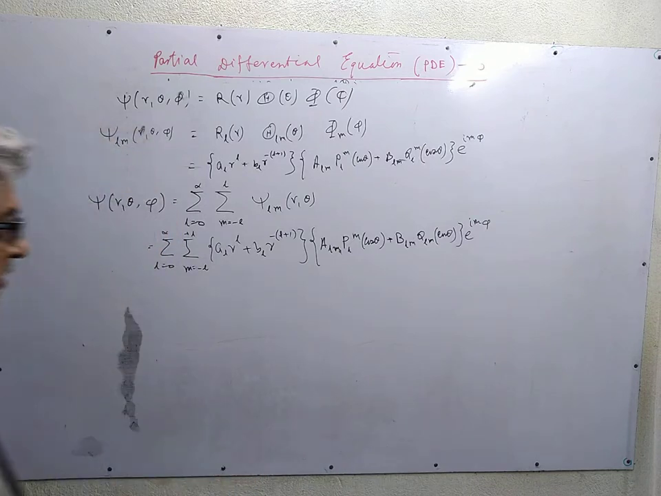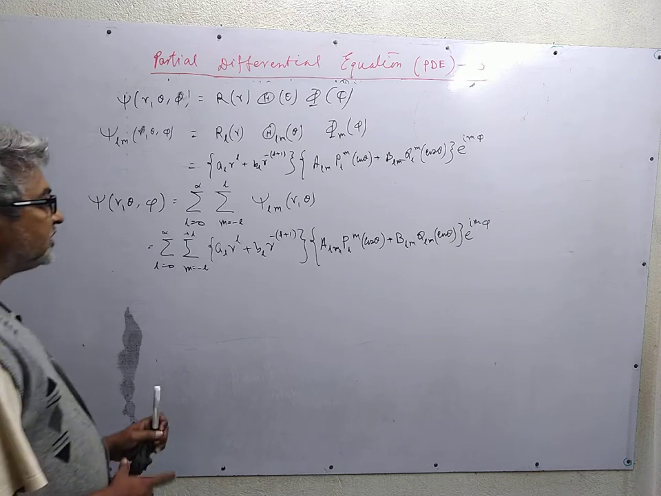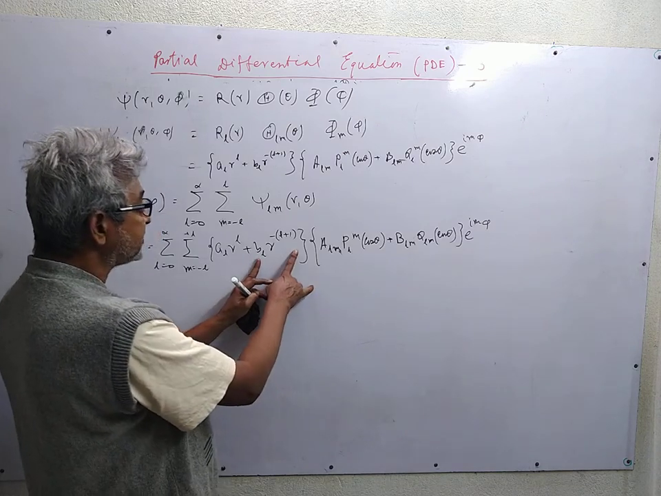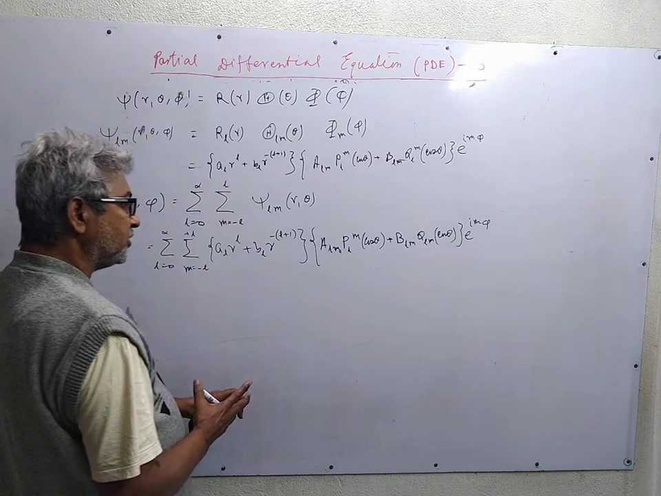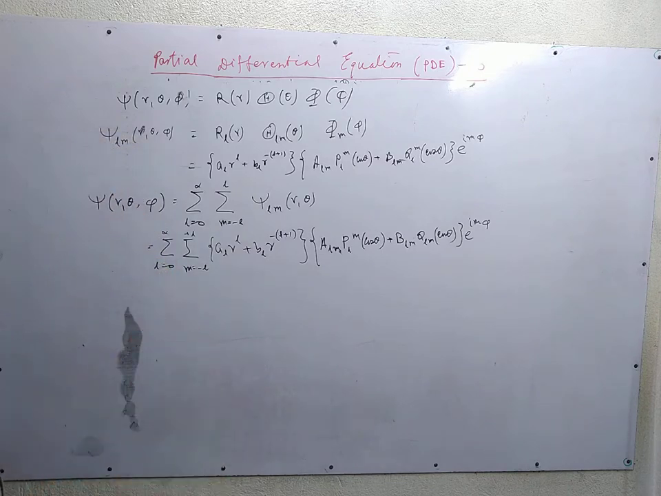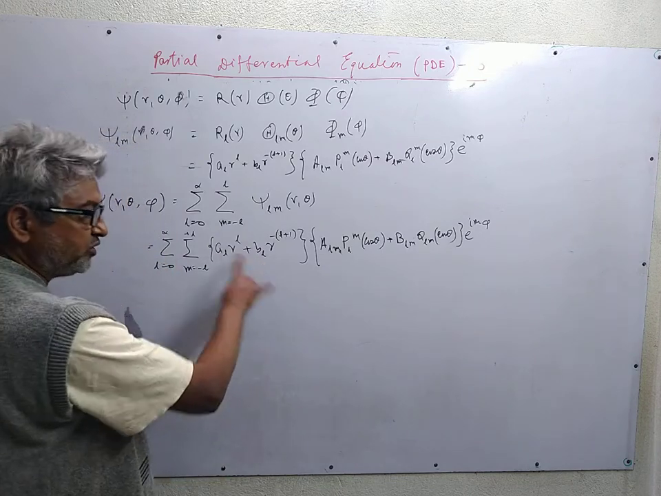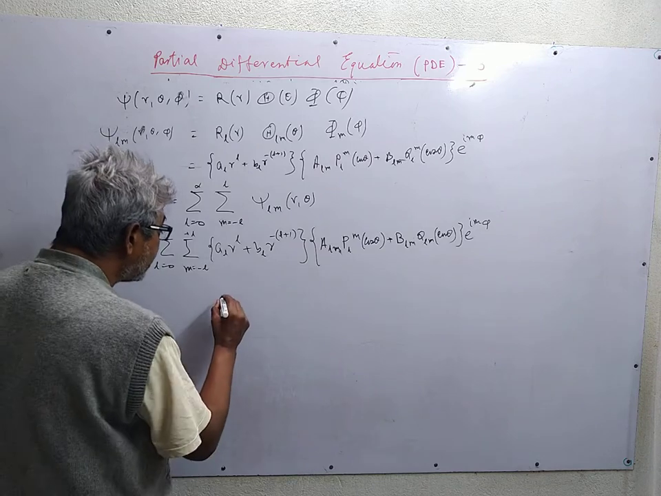Now special condition, this is the most general condition. If r is equal to 0 is a part of the system, then we see that this term diverges at r is equal to 0. So if our system under consideration has r is equal to 0 part, then BL has to be 0.